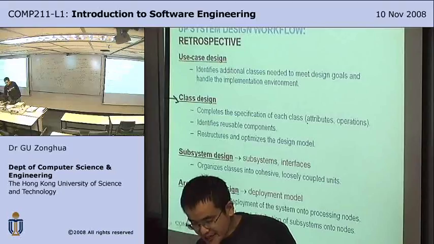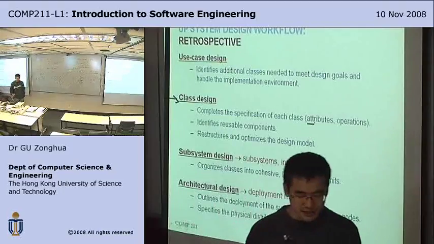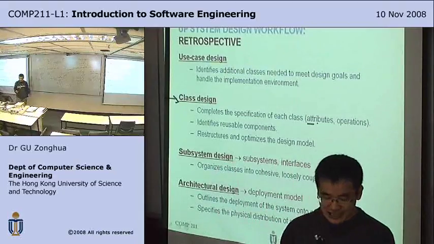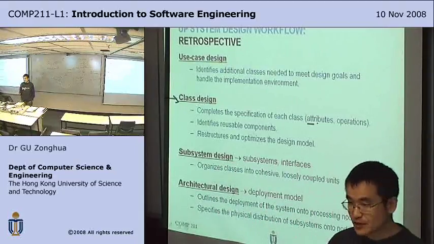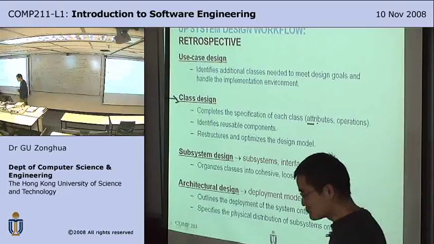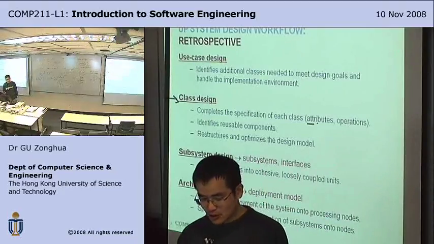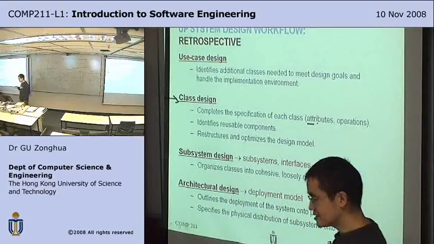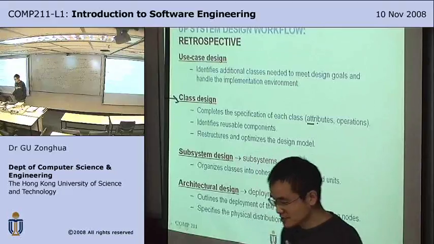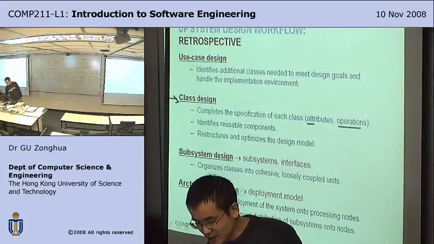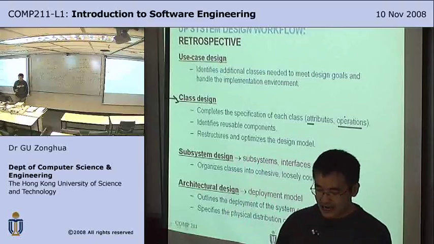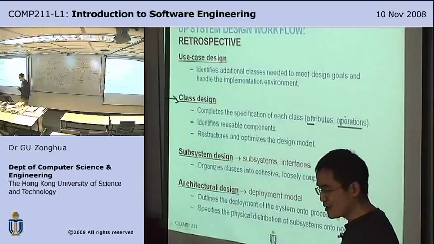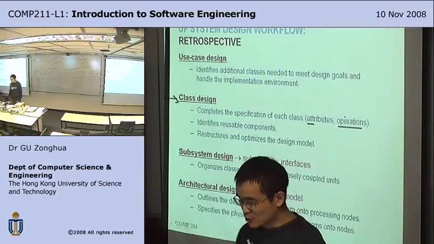So we did some class design in the analysis stage, where we identify the attributes of each analysis class, but now the attributes in the design class should be more concrete. It should be in terms of the programming language types. So instead of an abstract type, now I should say it's a double, a floating point, or a short. Operations should be more concrete as well. That is, you can directly generate programming language code like C++ or Java from the design model attributes and operations.